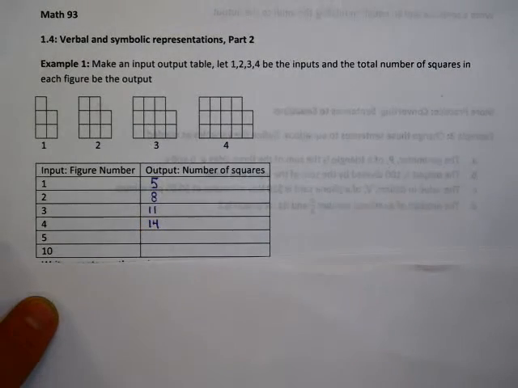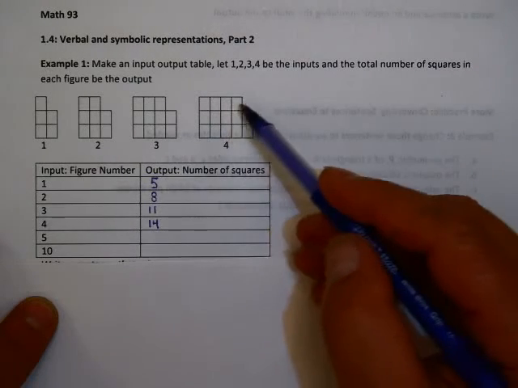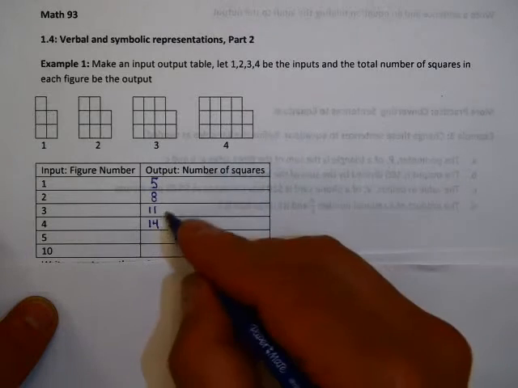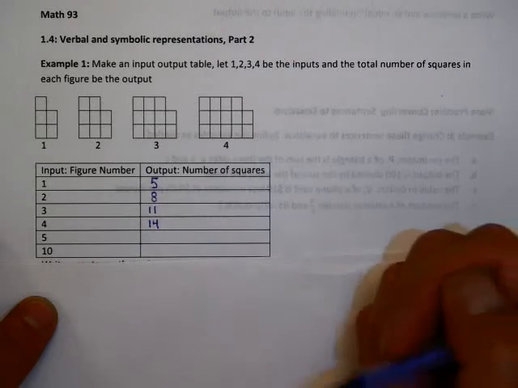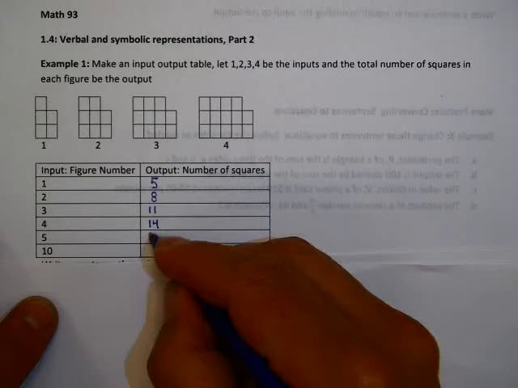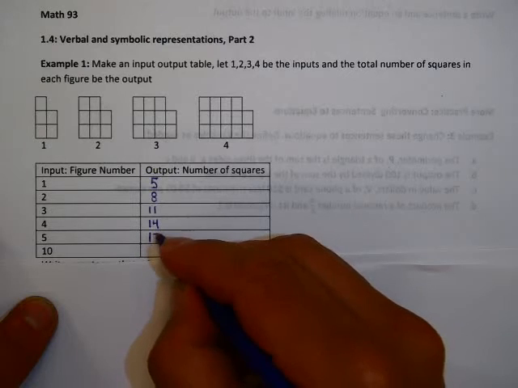But now, what would the fifth one be? Well, one way to look at this is that every time you go up a number, you're adding 3 more squares. We can see that from this pattern here. So the fifth one would have 17 squares.